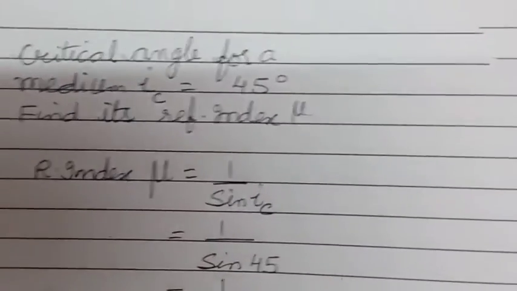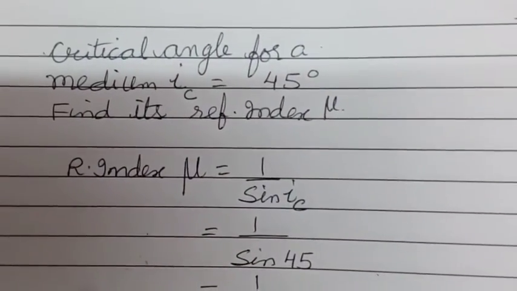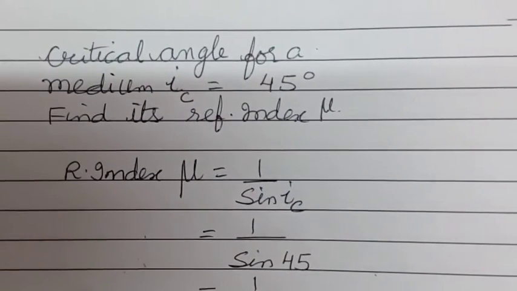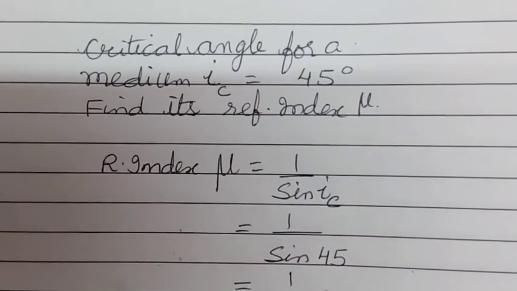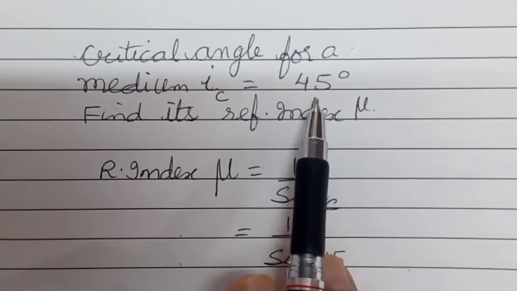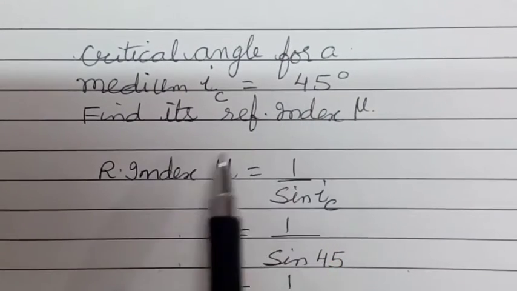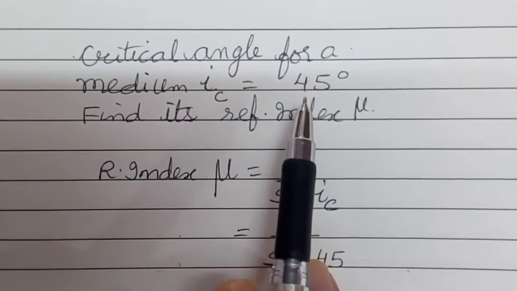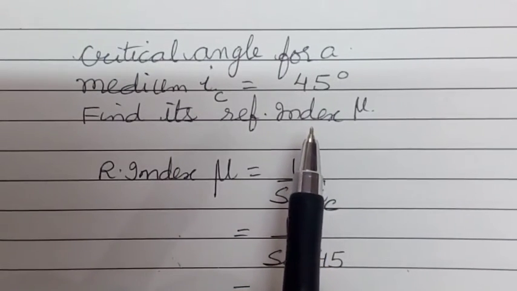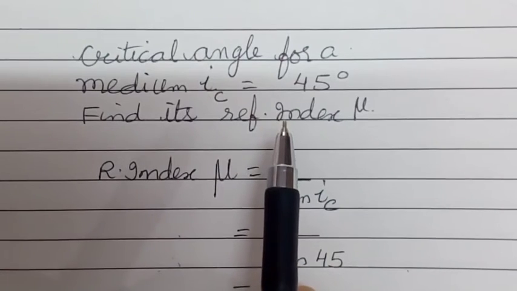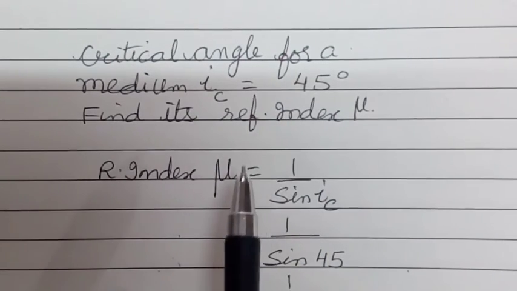Well, now let us try and solve a numerical problem based upon critical angle. The question says the critical angle for a medium, i critical, is equal to 45 degrees. We have to find the refractive index of this medium. Critical angle is given to us and we need to find the refractive index. So first of all we need the relationship between critical angle and the refractive index. We have done that before.